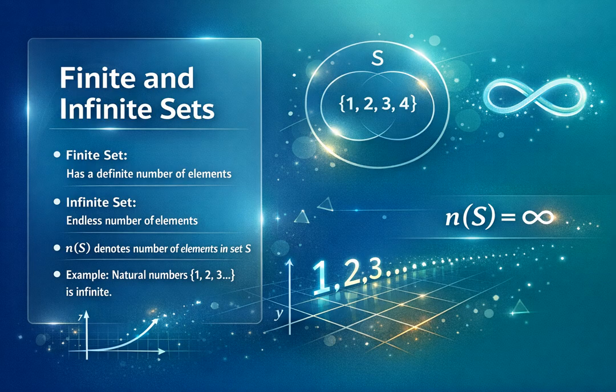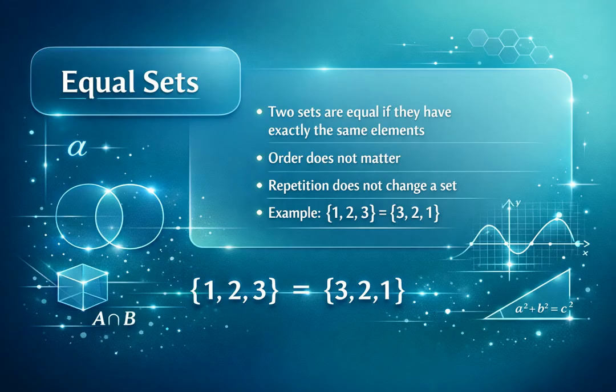We use n(S) to denote the number of elements in a set S. Two sets are said to be equal if they contain exactly the same elements. The order in which elements are listed doesn't matter. Also, repeating an element doesn't change the set, so the set {1, 2, 3} is equal to the set {3, 2, 1}, and also equal to {1, 1, 2, 3}.